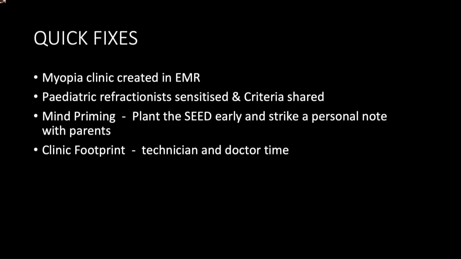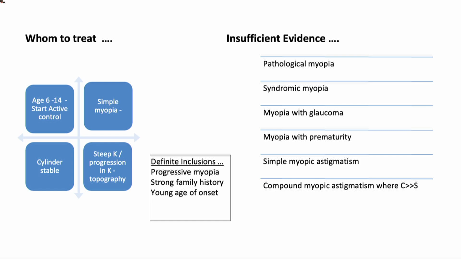From then we started planting the seed early with the parents. When they are sitting for other investigations, somebody will talk to the parent. So whom to treat? 6 to 14 we started as active control, simple myopia or myopia with pure astigmatism. Cylinder should be stable. If there is any doubt, do a topography, and definitely there is insufficient evidence to treat pathological myopia.